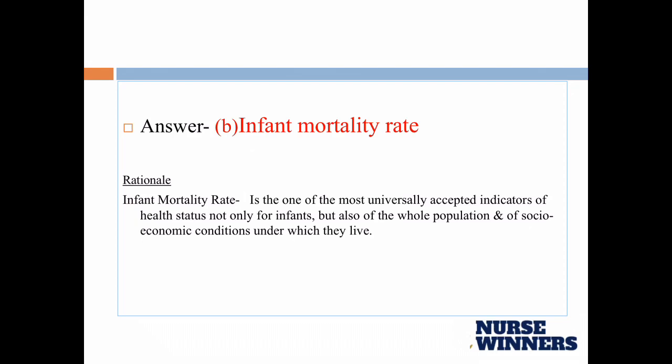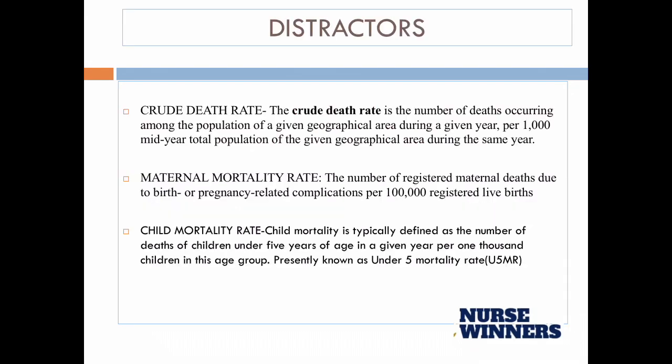Rationale: infant mortality rate is one of the most universally accepted indicators of health status, not only for infants but also of the whole population and of socio-economic conditions under which they live. Distractors: crude death rate. The crude death rate is the number of deaths occurring among the population of a given geographical area during a given year per 1000 mid-year total population of the given geographical area during the same year.